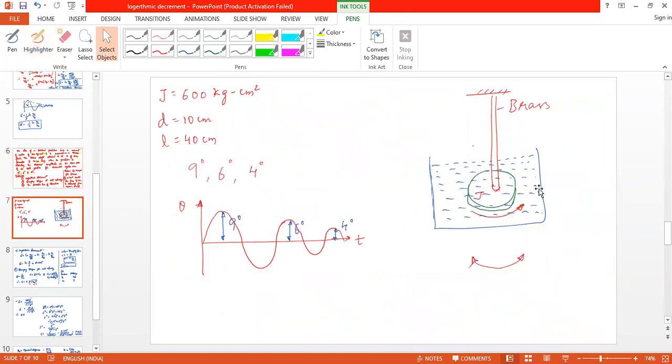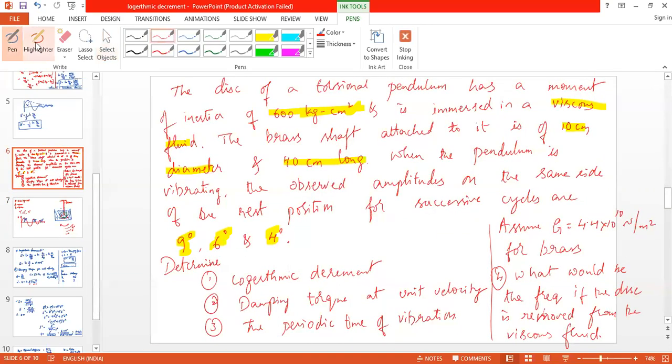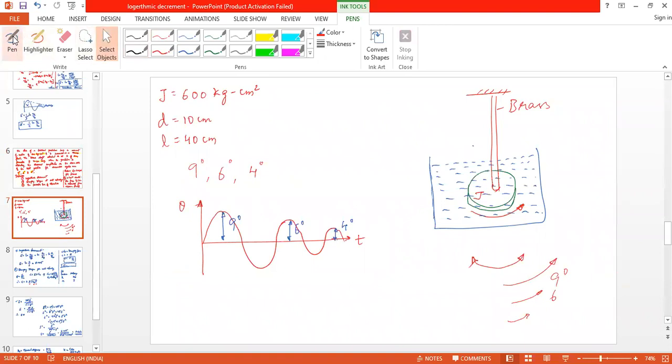Meaning they have just given an initial twist to the disc and left it. So in the first cycle, the displacement was 9 degrees, in the second cycle, the displacement was 6, and in the third cycle, the displacement was 4. 9, 6, and 4.